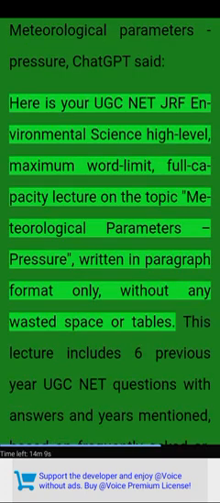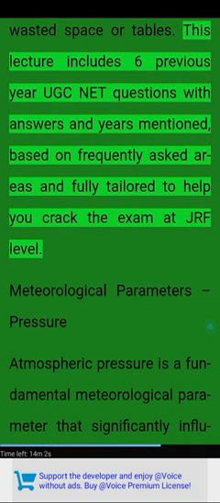Here is your UGC NET JRF Environmental Science high-level, maximum word limit, full capacity lecture on the topic Meteorological Parameters: Pressure, written in paragraph format only, without any wasted space or tables. This lecture includes 6 previous year UGC NET questions with answers and years mentioned, based on frequently asked areas and fully tailored to help you crack the exam at JRF level.